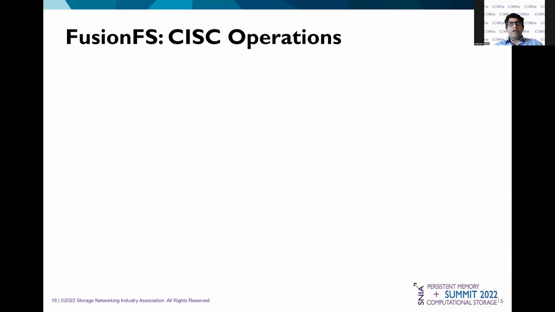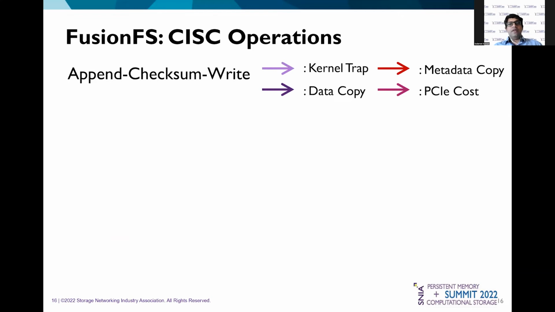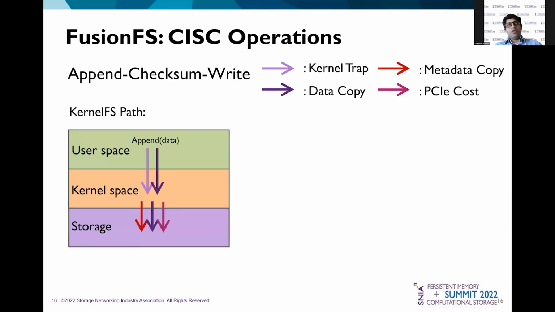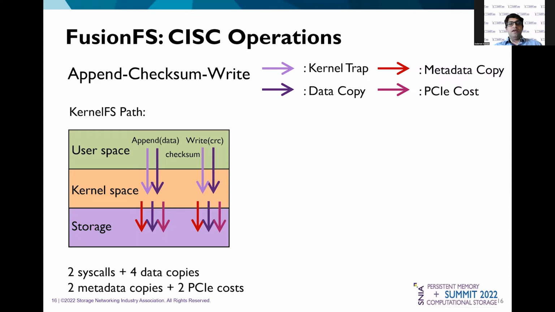So let's assume that you want to do an append checksum, right? In a typical kernel file system, you have to do the append, you have to copy the data to kernel space and storage and so on, and then do the checksum and then write the data. This will also include data copies, system calls, metadata copies, and PCI cost.